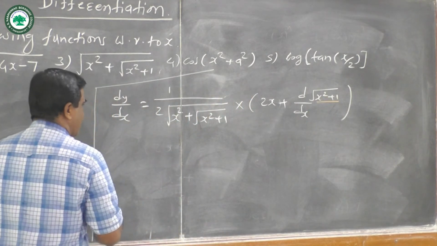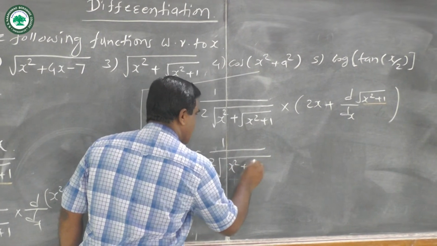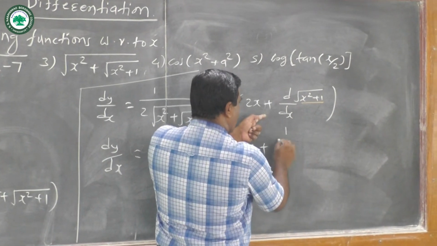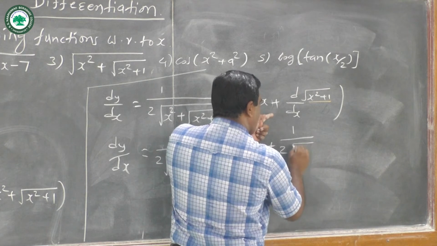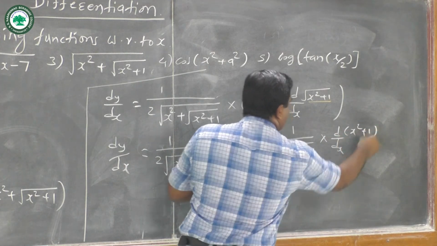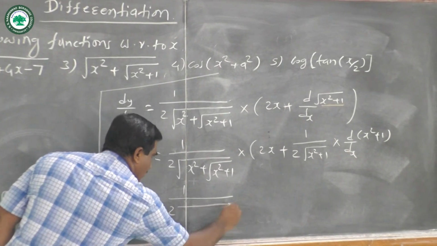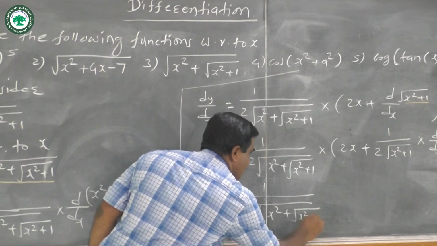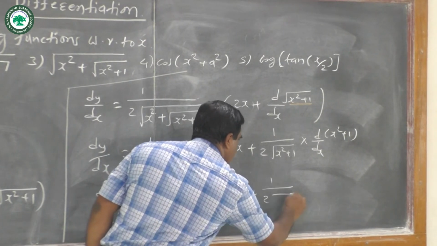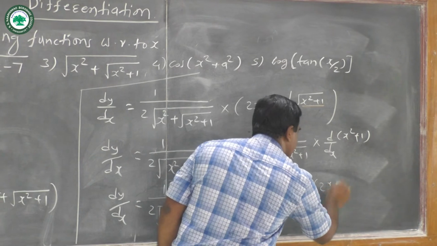Therefore, dy by dx is equal to 1 upon 2 into under root x square plus under root x square plus 1, into, in bracket, 2x plus the derivative of this term, 1 upon 2 into root x. But here write 1 upon 2 into under root x square plus 1, into the derivative of this underlying term, d by dx of x square plus 1. That is, further we can write dy by dx is equal to 1 upon 2 into under root x square plus under root x square plus 1, into 2x as it is, plus 1 upon 2 into under root x square plus 1 as it is, into the derivative of this term x square plus 1. The derivative of x square is 2x, plus the derivative of 1 is 0.